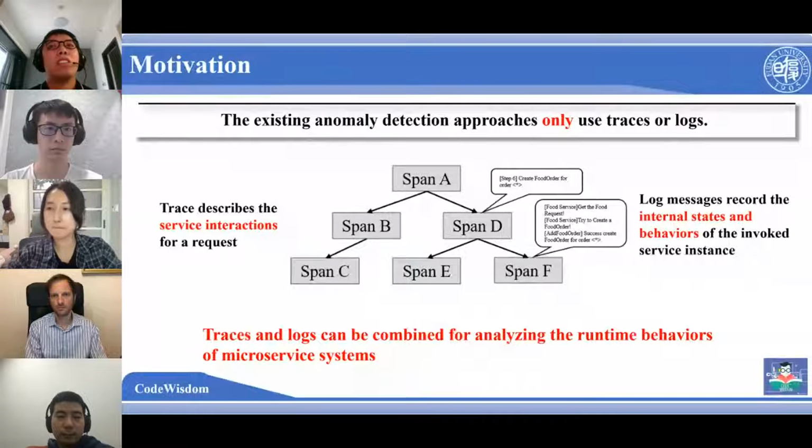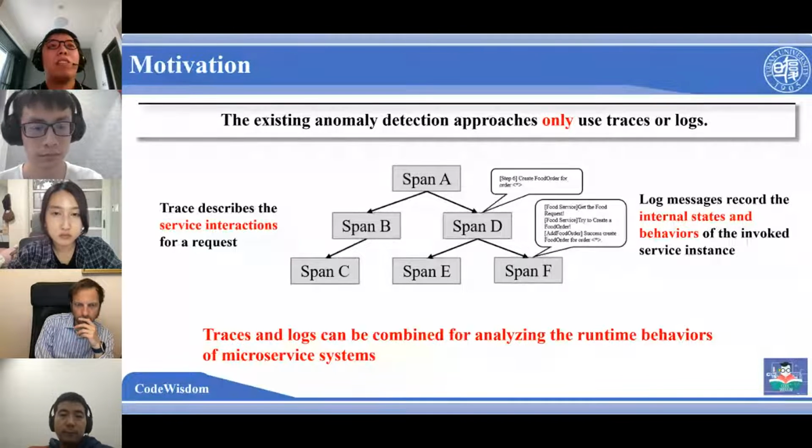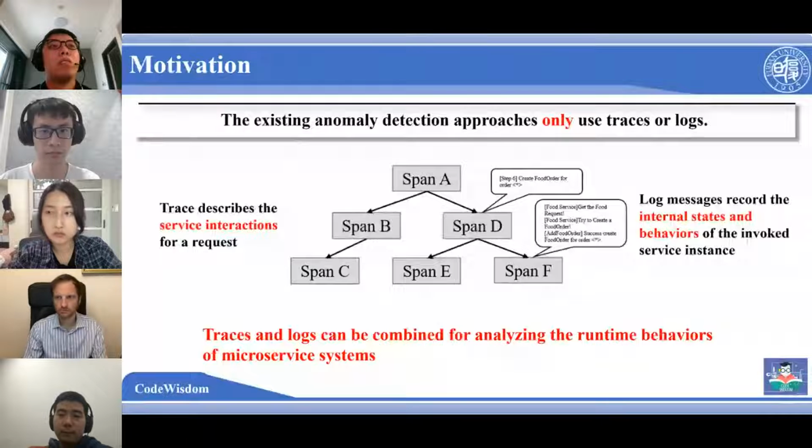First, we found that the current approaches only make use of traces or logs. But in microservice systems, trace and log describe different system behavior. As shown in the figure, this trace describes the service interaction for the request, and the log messages in each span record the internal states and the behaviors of the invoked service instance. So traces and logs can be combined for analyzing the runtime behavior of the microservice system.